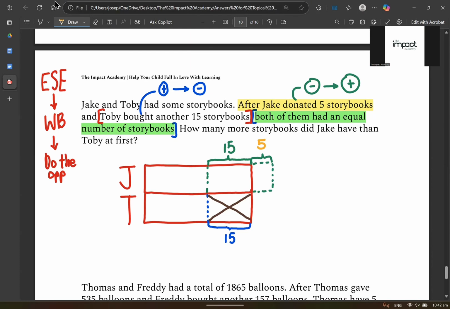What can I do right now? Can I now read the next one, which is the Jake and Toby had some storybooks? Come, scissors, paper, stone with me. Scissors, paper, stone. Okay, me and you. Scissors, paper, stone. All right, I'm the winner. I'll read. Jake and Toby had some storybooks.